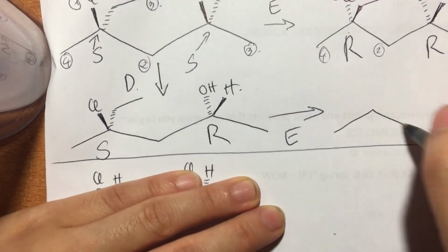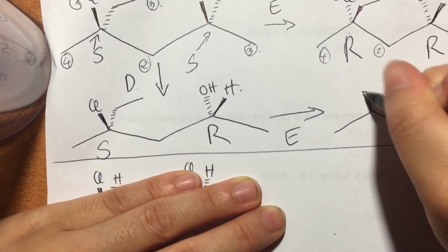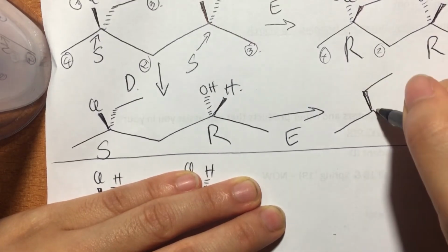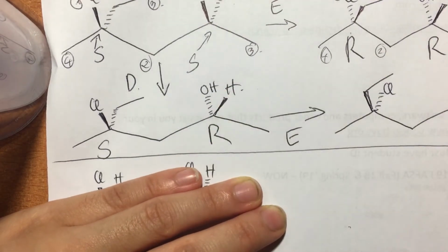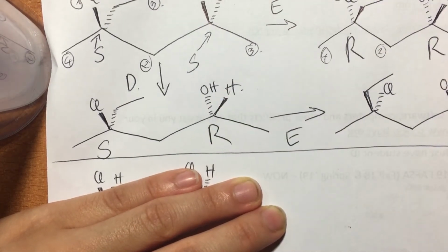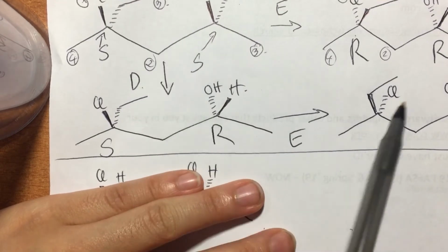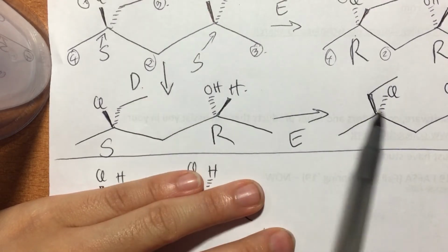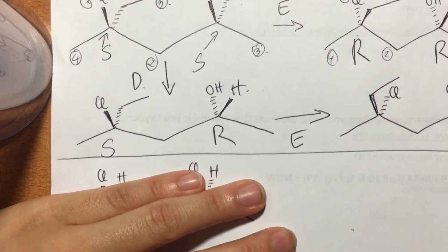An enantiomer of this will have, I will flip everything, right? So I flip everything of this. It will give me an enantiomer of this. And you guys also notice, what is the relationship between this and this, this and this, or this and this? What do you guys think?